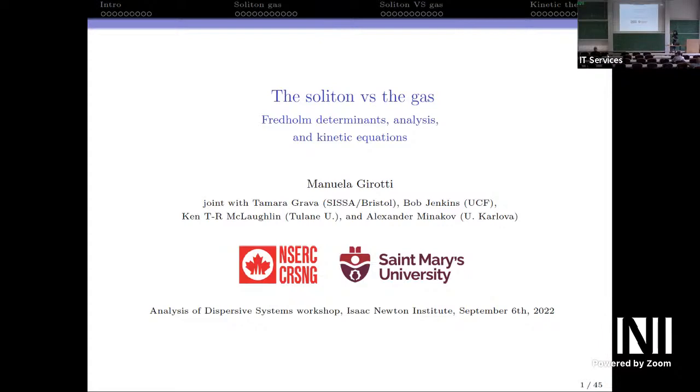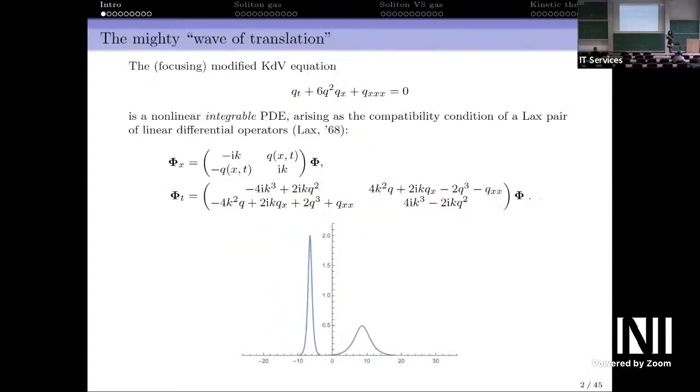So what is the mKdV? It's the focusing modified KdV equation. You can see the equation up here. So instead of having just q here, we have a q squared. This is the difference between KdV and mKdV, and it's still an integrable PDE.